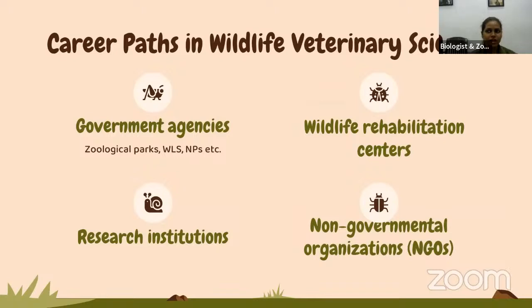Now, after you become a wildlife vet, where can you work? Since this is an introduction to where wildlife veterinary science will take you, you can work in zoos. Like I'm working in a zoo, I'm a wildlife vet. You can work in national parks, wildlife sanctuaries. You can also work in wildlife rehabilitation centers, or if you want to do research about wild animals, you can work in a research institute, or NGOs, non-governmental organizations.